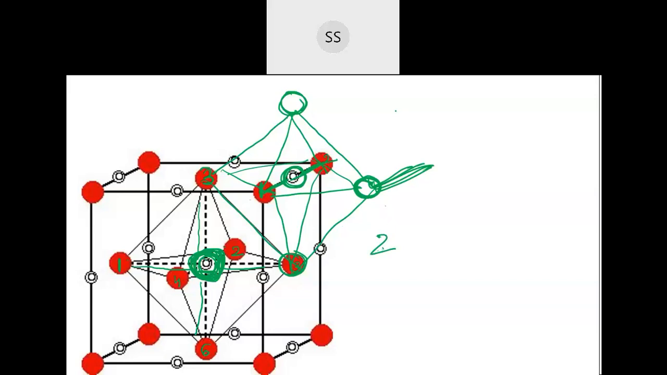Correct, no? Because this atom will be on the face of 2 unit cells. Agree? Above this I will have another unit cell also. So that will be the third one. And then this will be the fourth one. So how much will be this octahedral void's contribution to this unit cell? Can you tell me then?